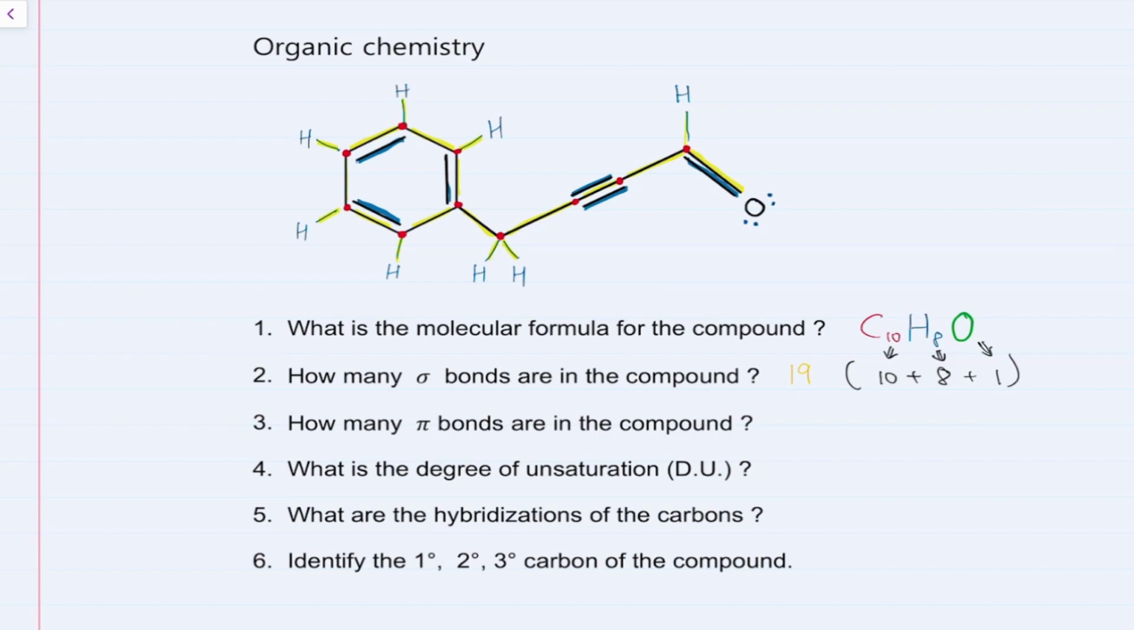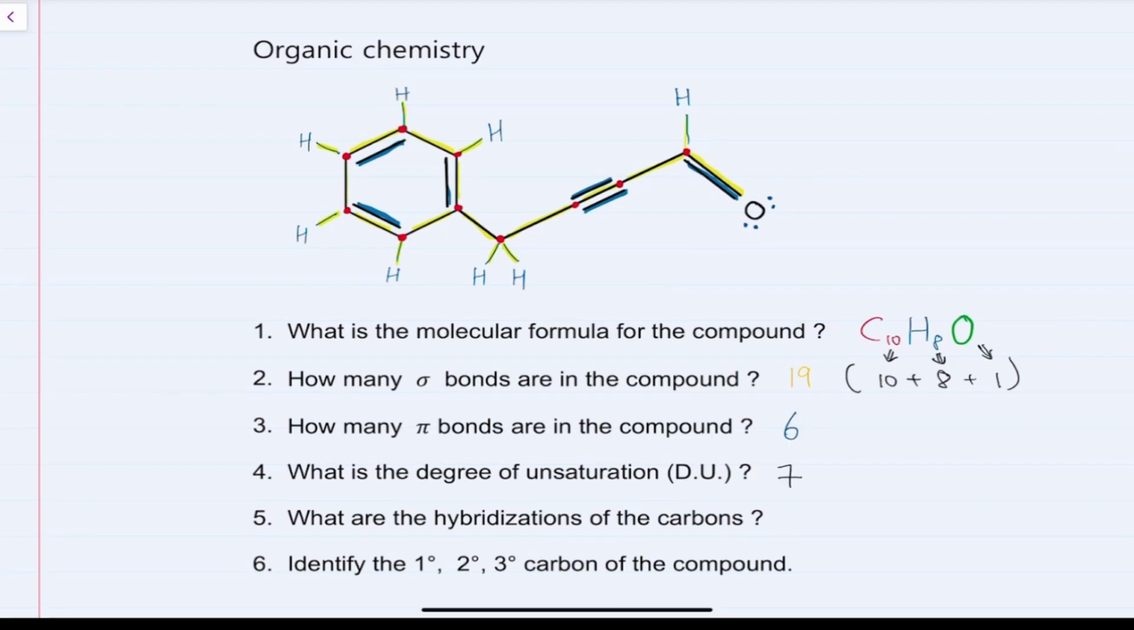We have 1 ring structure and 4 double bonds, which add up to 5 degrees of unsaturation, and a triple bond as 2 degrees of unsaturation, which gives us 7 degrees of unsaturation. Hybridization is the idea when the atomic orbitals are fused to form newly hybridized orbitals, and to find it, we first need to see how many atoms are connected to the carbons.